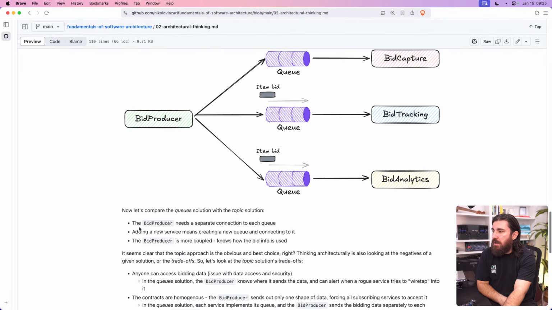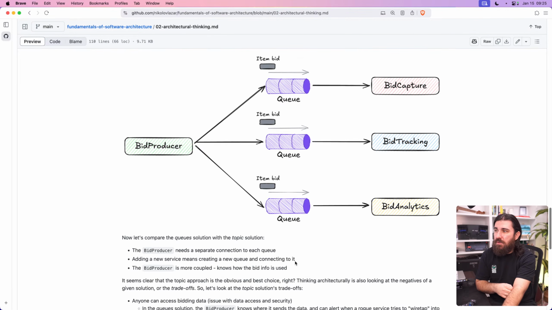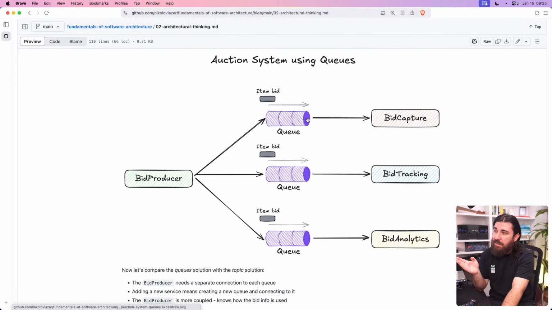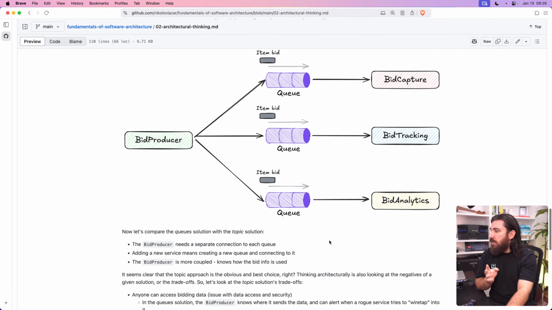Adding a new service means creating a new queue and connecting to it. So it's not just about the service, it's also spinning up a whole new queue. And that means the bid producer is more coupled. It knows how the bid info is used because it explicitly sends the item bid to the services, to their queues. But that also means adding a new service will need, in that case, us to refactor the bid producer and include sending the item bid to it, right? So these are all negative aspects of using queues.